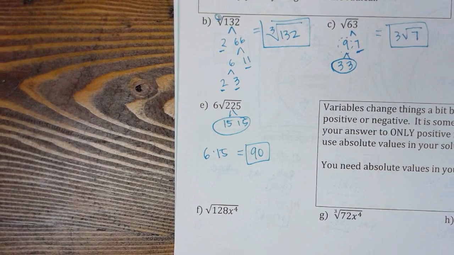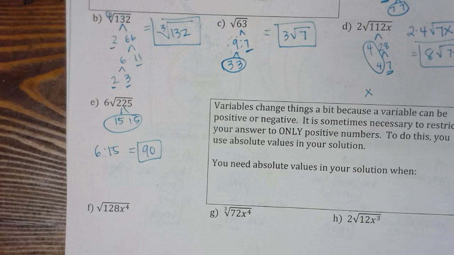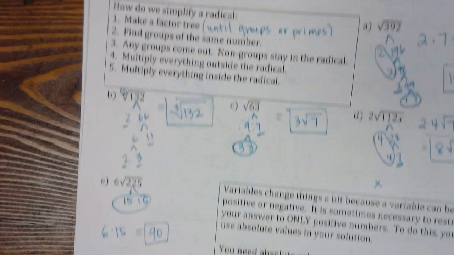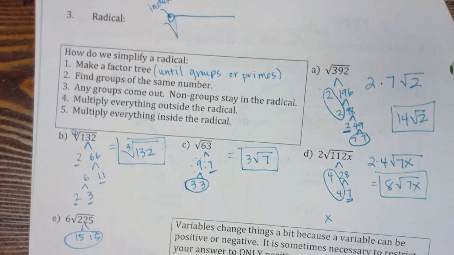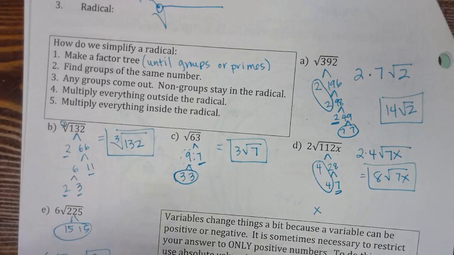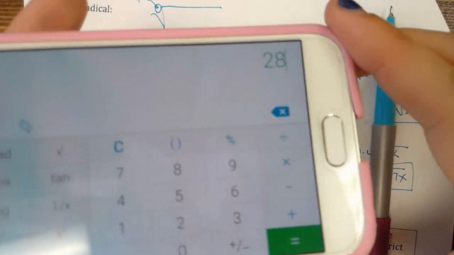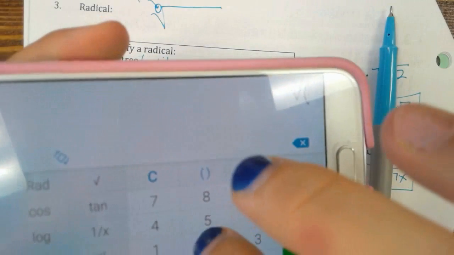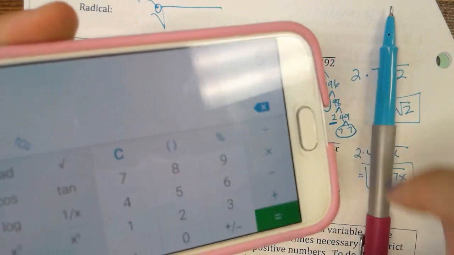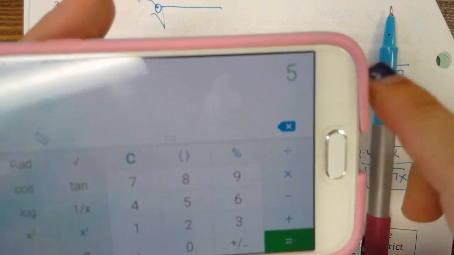Now variables are tricky because variables change things a little bit. Variables can be positive or negative. Now notice right here, when I take the square root of 63, or if I'm doing this on my calculator, see if I can get rid of the glare. So if I take the square root of 25, oh no, that's not working. It's 5, it's positive, right?